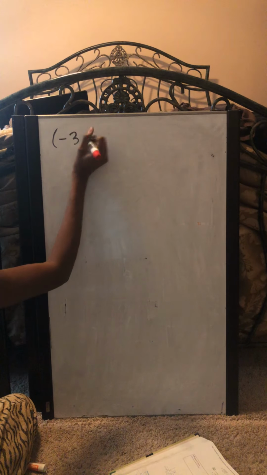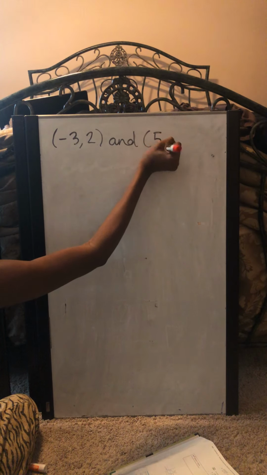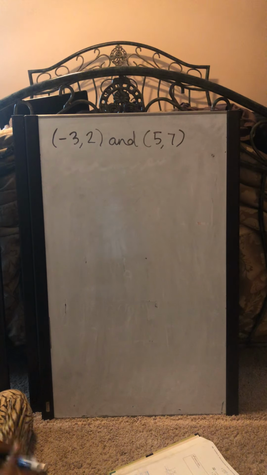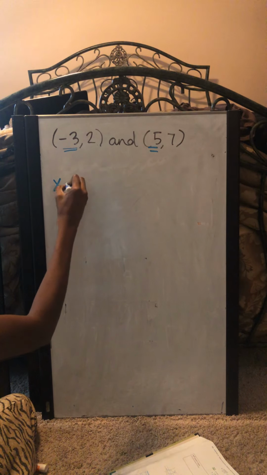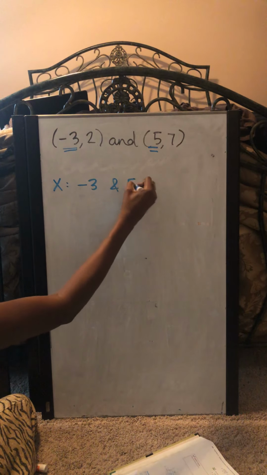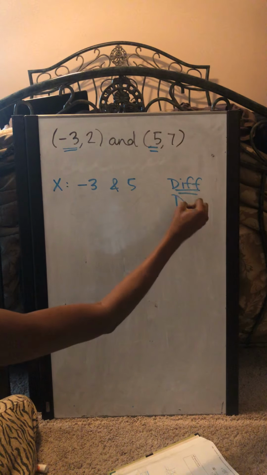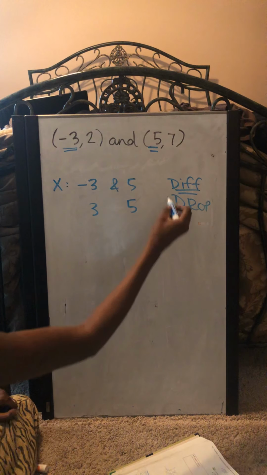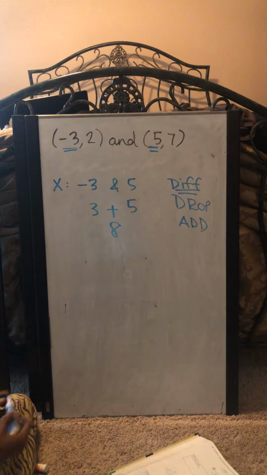just some extra problems. Let's say we had negative 3, 2, and 5, 7. Okay, and we're looking for the distance formula. So if we look at our x's, they are negative 3 and 5. So those are different signs, right? Different means drop the signs. So we're going to make it a positive and a positive. Different means add. And add them. So if we add them, we get 8.